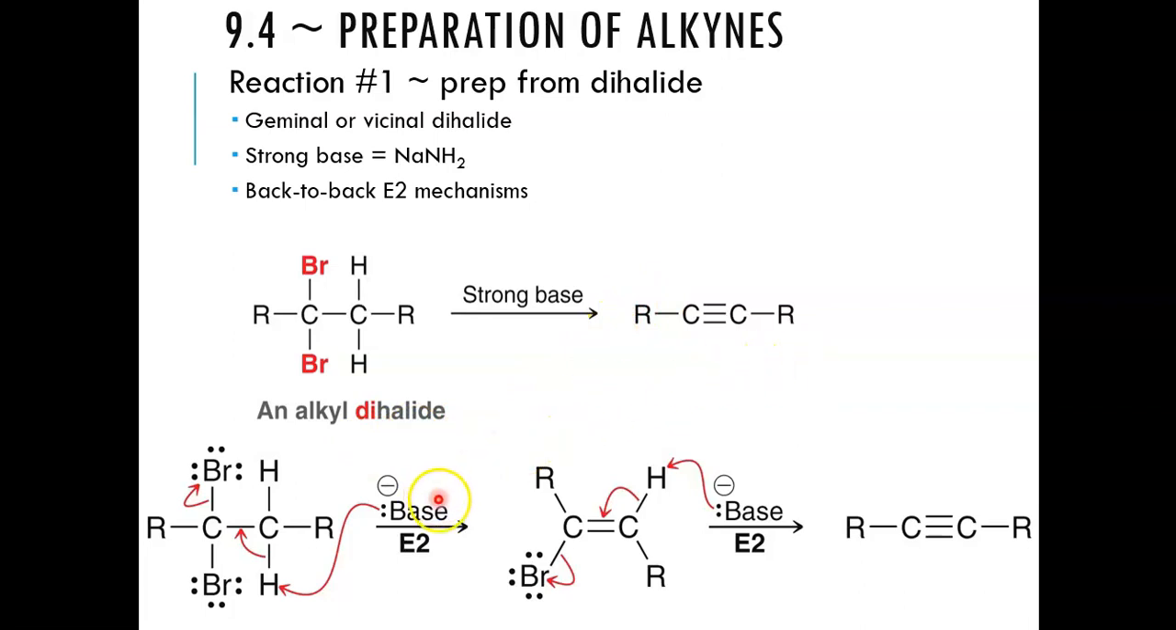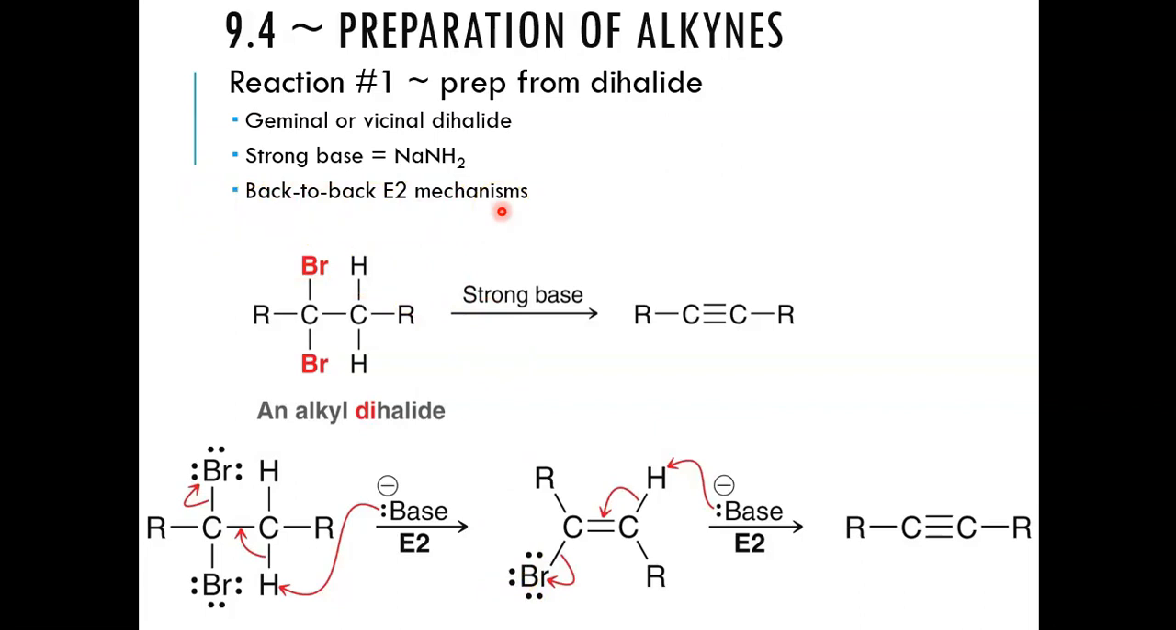Here is our mechanism. Now notice that it's an E2 mechanism. So we're going to take our base, we're going to remove that hydrogen, the electrons will fall in to create a double bond, and our bromine is our leaving group. So we're doing a proton transfer and loss of a leaving group at the same time, and then it happens one more time. Our base takes off that hydrogen, our electrons there create the triple bond, and we have that loss of a leaving group. So this is back-to-back E2 mechanisms.